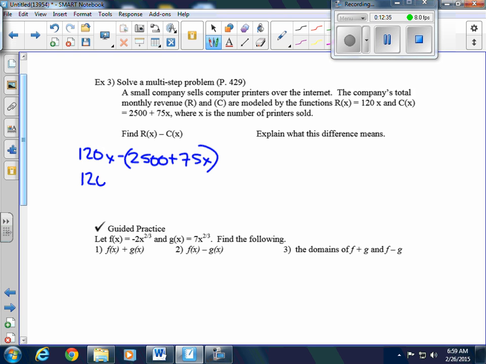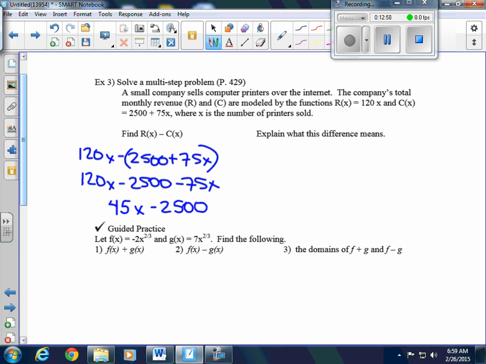Once again, we're going to do the distributive property here. And so we're going to end up with 120 minus 75, which is going to give us 45x minus 2,500. And so there is our answer.